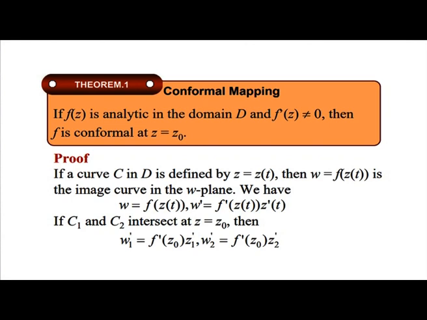If a curve C in D is defined by z is equal to some z of t, then w is equal to f of z of t is the image curve in the w plane. So, we have w is equal to f of z of t and w dash is equal to f dash of z of t into z dash t. Suppose we have two curves C1 and C2 intersecting at a point z equal to z naught, then w1 dash is equal to f dash of z naught into z1 dash and w2 dash is equal to f dash of z naught into z2 dash.